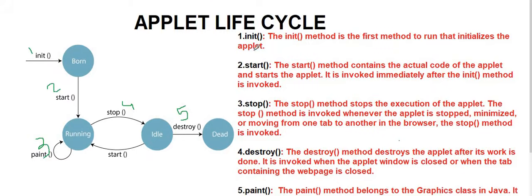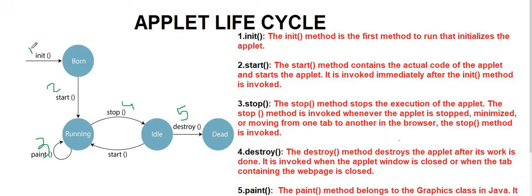So here is some content based on these life cycle methods. This can be used to write in your paper for theory purpose, and this diagram is for your understanding purpose. So firstly we'll understand the full concept of applet life cycle within this diagram, and then we'll be discussing these points. Born, running, idle and dead, these are the stages of an applet life cycle.